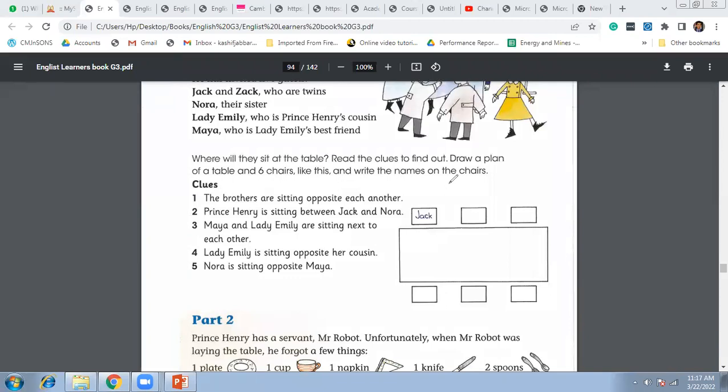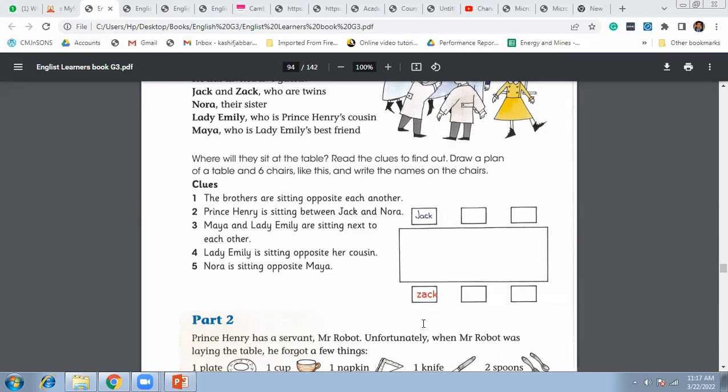Number 1, we can see the brothers are sitting opposite to each other, so we can easily guess who are these brothers. If Jack is sitting on this chair, who will be the opposite? Zach. Here we are going to mention the name of Zach.